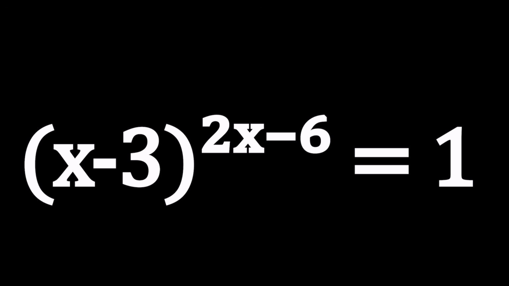But anyways, we have this equation (x minus 3) to the power 2x minus 6 equals 1, and we're going to be looking for x values.